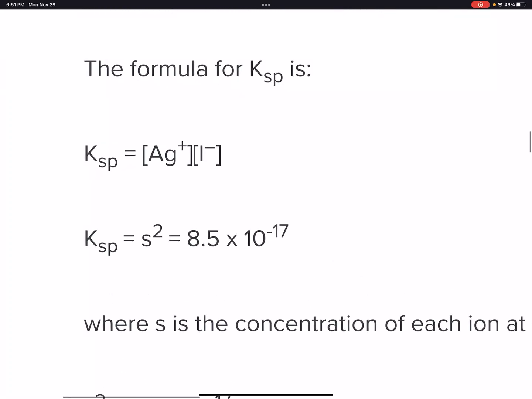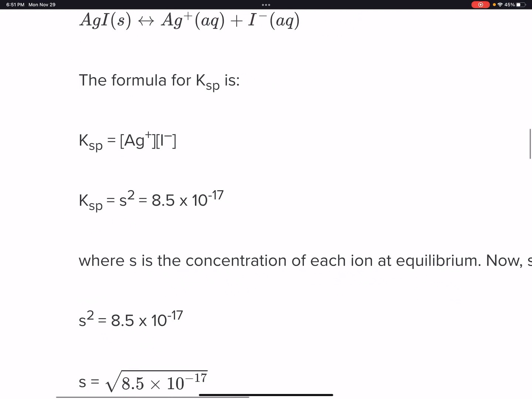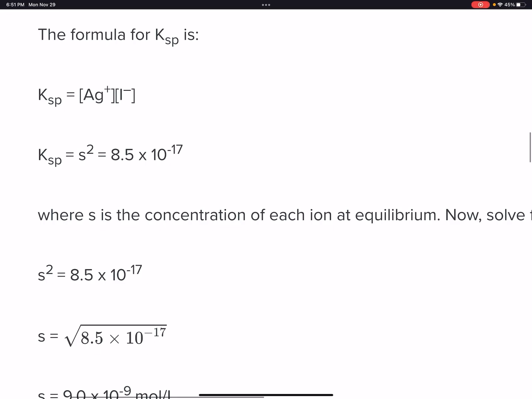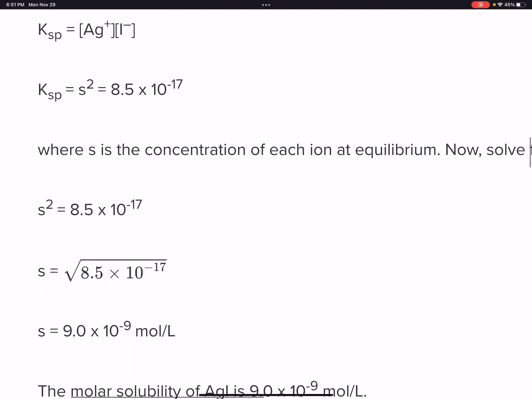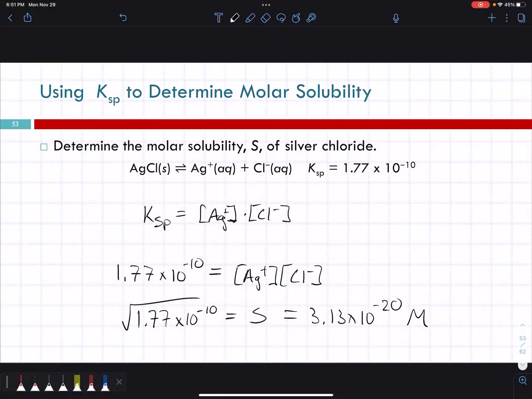Aha. Figured it out. So S is our number for molar solubility. In this case, it's the square root because we had 2 ions. It won't necessarily be that every time. So let me go back to this. So yeah, this is molar solubility.